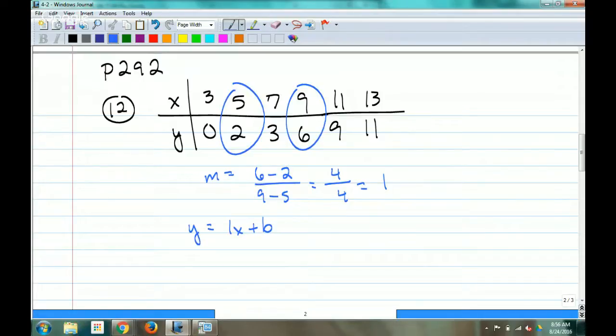So on a quiz, when I tell you which two ordered pairs to use, I want you to use one of those ordered pairs to find your B. Okay, so whatever two you pick, you're going to use to find B. So I'm going to pick 5, 2. That's a good one to use.